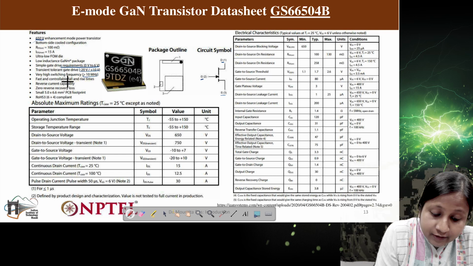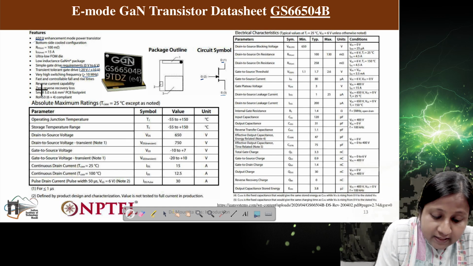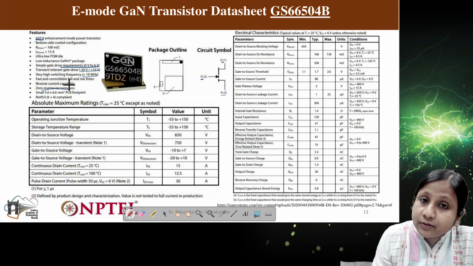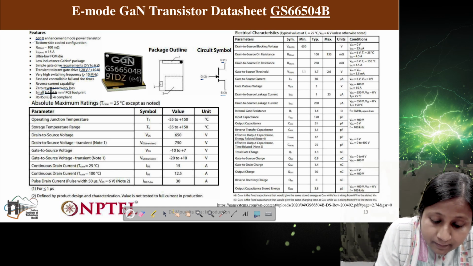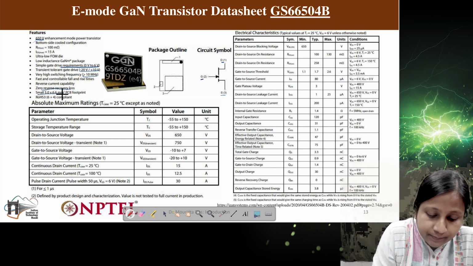Then this is fast and controllable fall and rise types, and reverse current capability. It is suitable for reverse current flow operation, and it is having zero reverse recovery loss. And the size of the PCB footprint is very small. You can see here, this is 5 multiplied by 6.6 millimeters square. So it is this small.